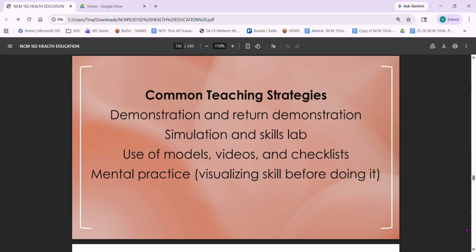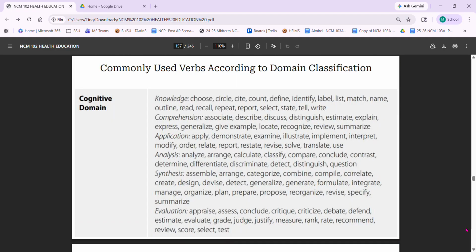So, common teaching strategies here: demonstration and return demonstration, simulation and skills lab, use of model videos and checklists, and even mental practice. Okay? That also helps.